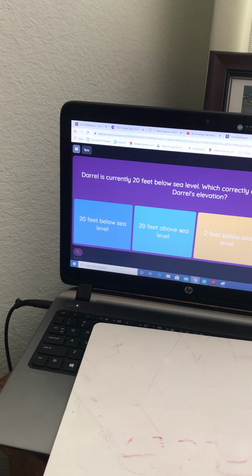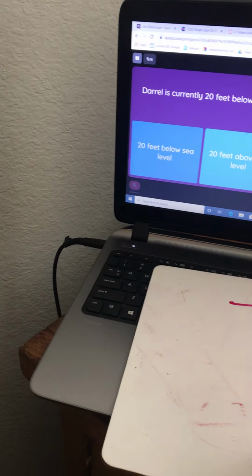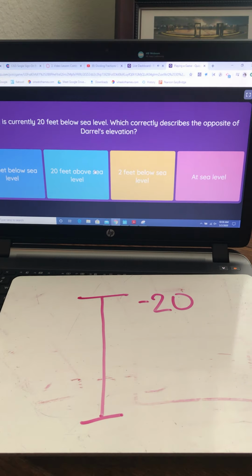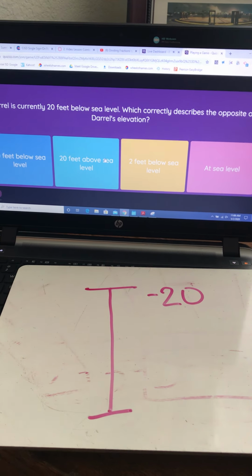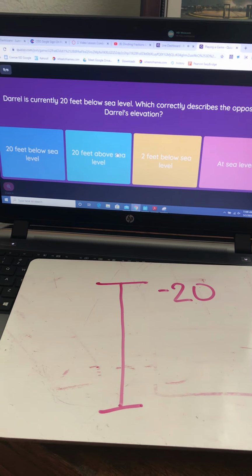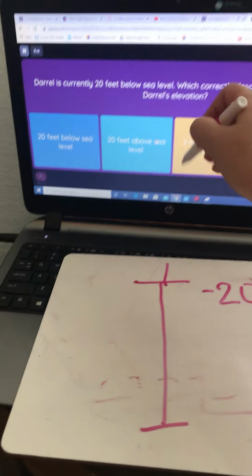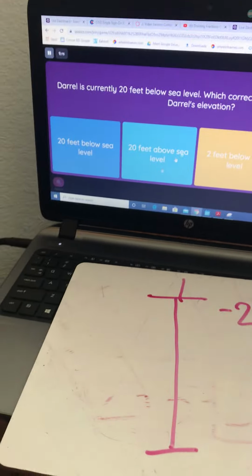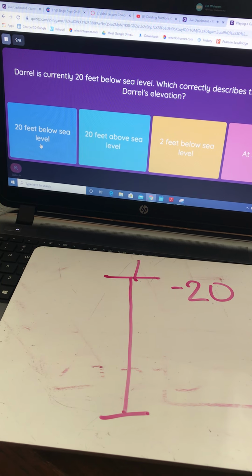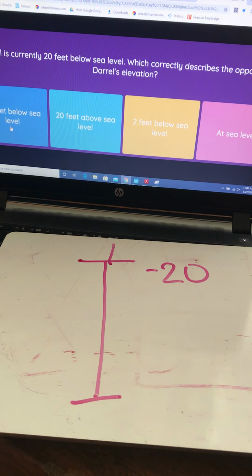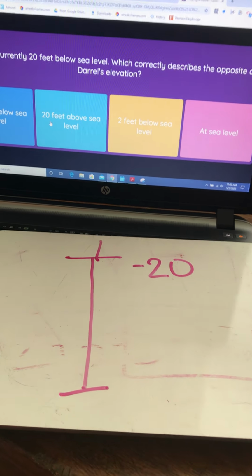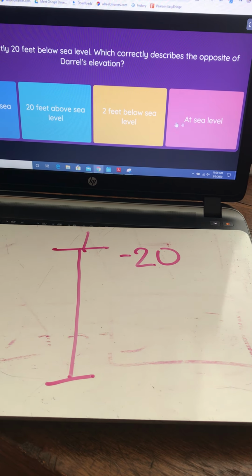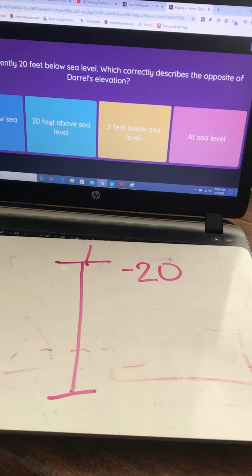Daryl is currently 20 feet below sea level. Another great time to use a number line. Which correctly describes the opposite of his elevation? So if you're negative 20 below sea level, what would be the opposite? We know opposite of negatives are positive numbers. So this one says 20 feet below sea level. That's not the opposite of what he is. 20 feet above sea level sounds good. 2 feet below and at sea level would be 0. Green is our best answer here.